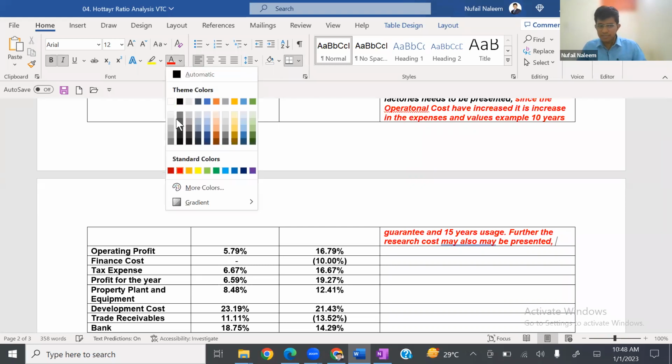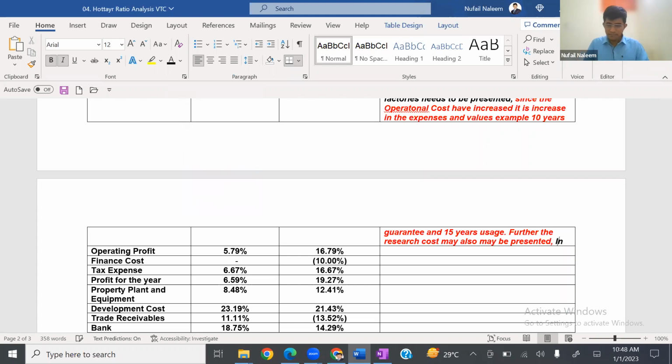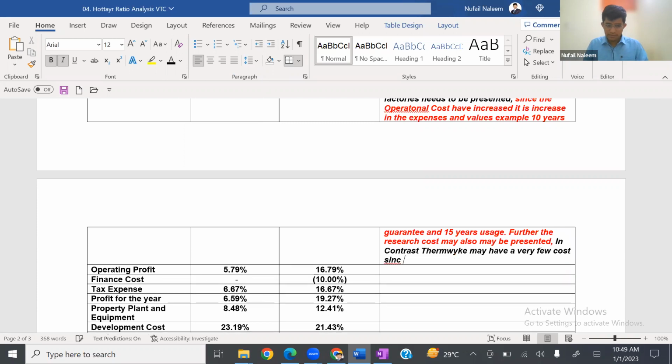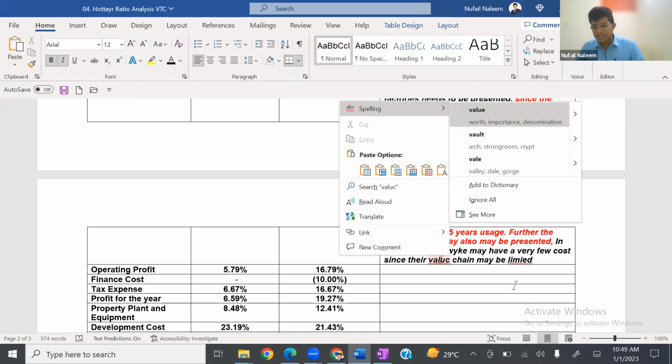So I'll just come to our in contrast. In contrast, observe it very clearly, students. In contrast, Term may have very few costs, since their value chain may be limited. Correct? No, there is something called value chain. I will guide you all later. Value chain may be limited. Now, value chain is, students, the inbound activities and the primary activities and the secondary activities.